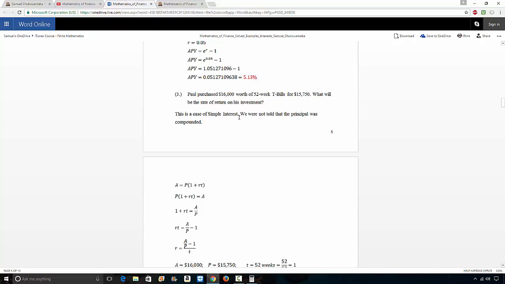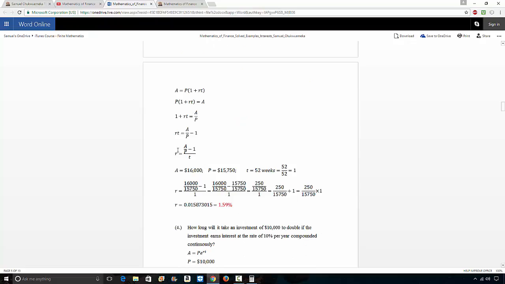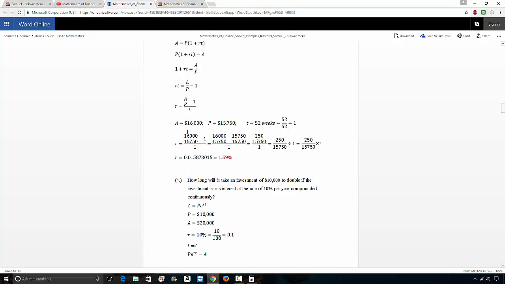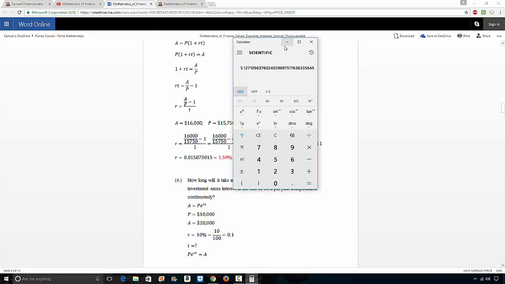Paul purchased $16,000 worth of 52-week T-bills, treasury bills, for $15,750. What would be the rate of return on his investment? So this is the formula you're going to use here. That is the formula you use. And then we've discussed all this in the previous videos. Okay. So with your calculator, I'm going to clear entries here. And I'm going to just press this arrow to switch it back to the normal thing.